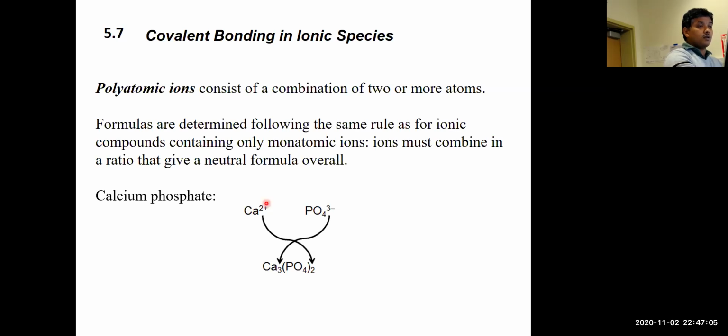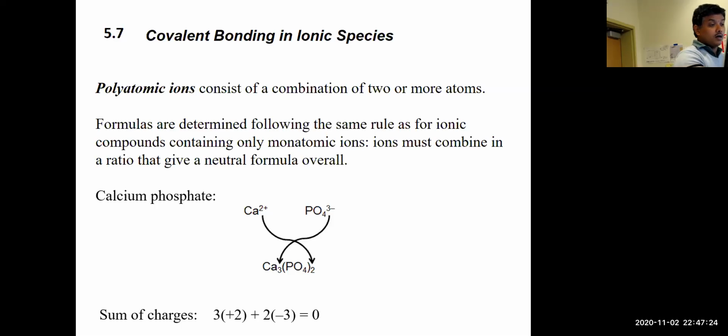So these two should form an electrically neutral ionic compound, even though it is a polyatomic ion. So the ratio they exist with each other is Ca3(PO4)2. That is how they would form a neutral compound. And again, pay attention to these brackets.